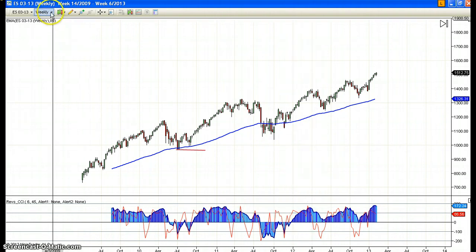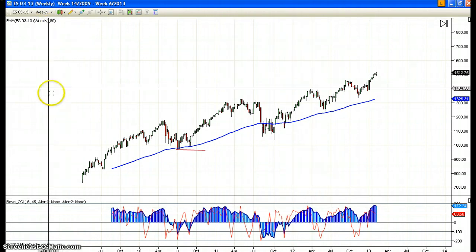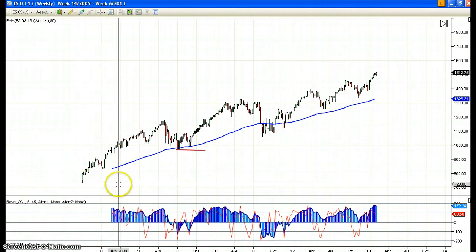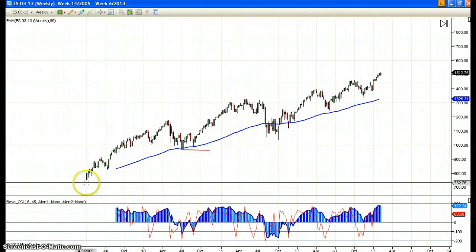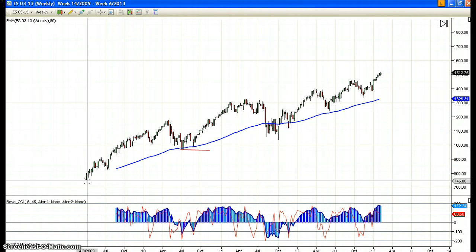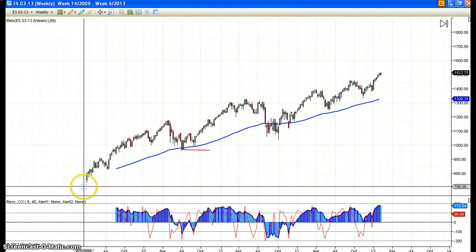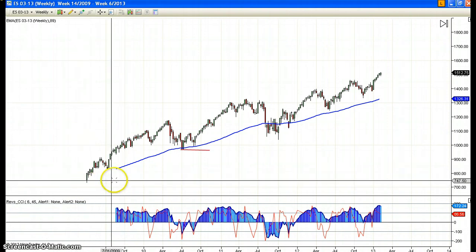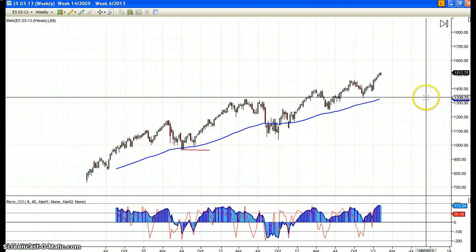And to make my point, I'm in a weekly chart here. And we go back, and I could load some more data on here, but this goes back into 2009. You can see here, actually before this, but since at least April of 2009, we have been in this massive uptrend.